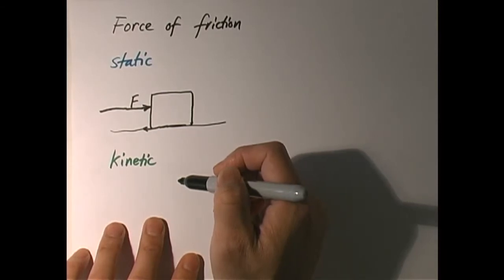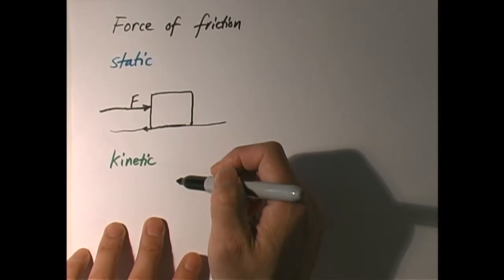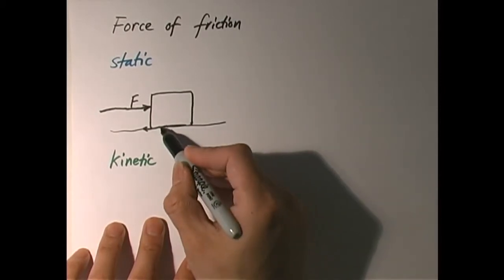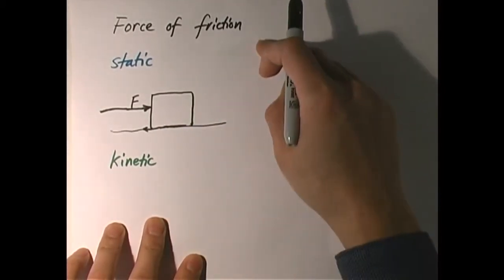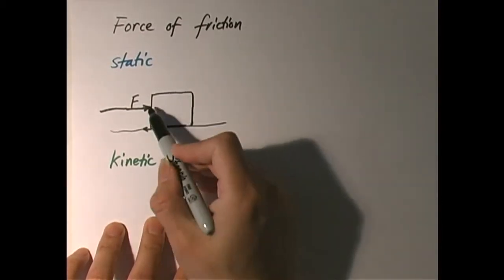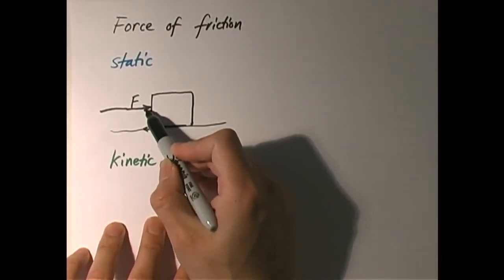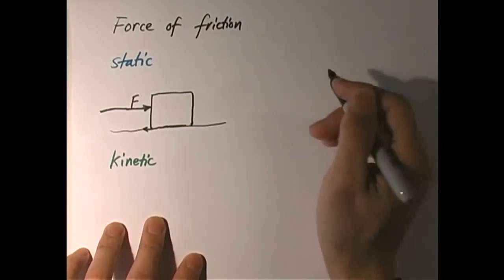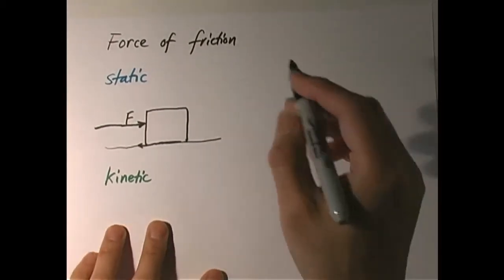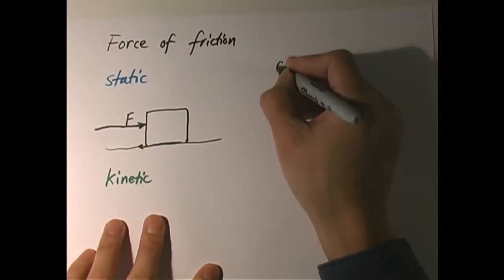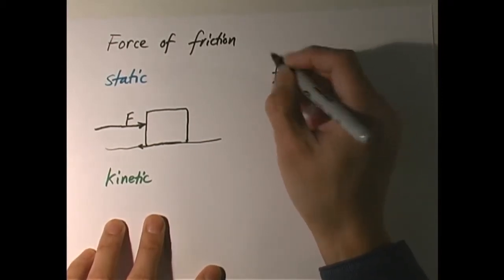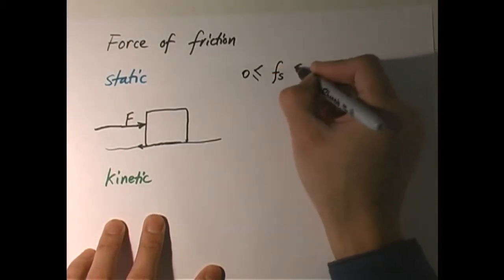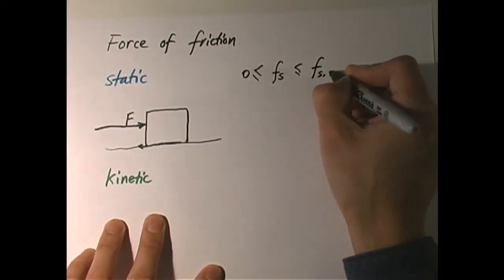The static friction, as far as the magnitude is concerned, can vary between 0 up to a certain maximum value. And if you apply a force which exceeds that maximum value, you can overcome it and the thing will start to move and you go to kinetic friction. So the magnitude of the static friction, Fs, where s means static, can vary between 0 and a maximum value, Fs maximum.